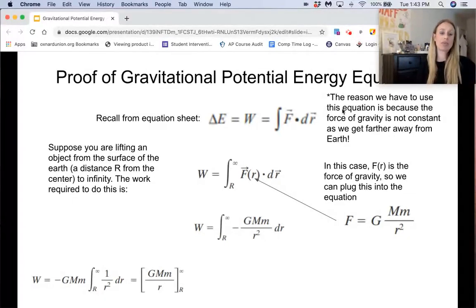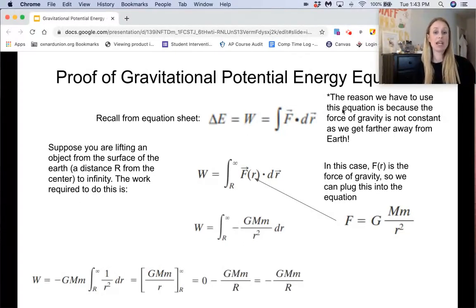Now here, again, we are evaluating this answer from r, which is our radius of the Earth, to infinity. So the final would be that infinity. So we get GMm over infinity minus GMm over r, because it's final minus initial. And then, of course, since we have infinity in the denominator there, that becomes 0, because as the denominator approaches infinity, that whole term becomes 0. So what we end up getting here is just a negative GMm over r for our work.